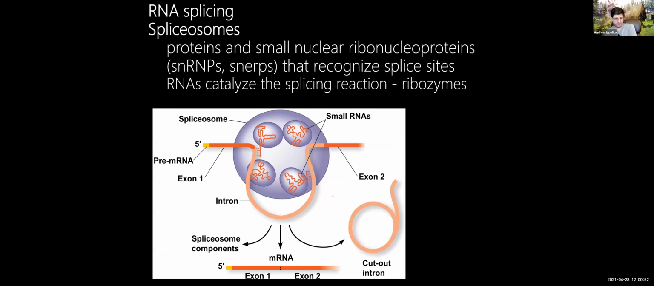This is from your book. And you can see more carefully now, those are those boundary elements I told you about earlier. The intron-exon boundaries are recognized by these small RNAs within the spliceosome. And this cutting occurs not from enzyme activity, but from ribozyme activity. Which is pretty amazing.